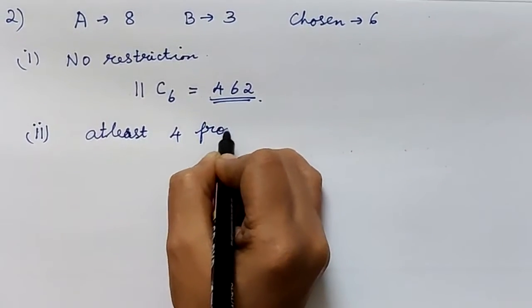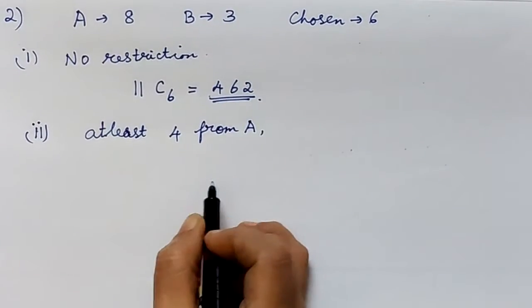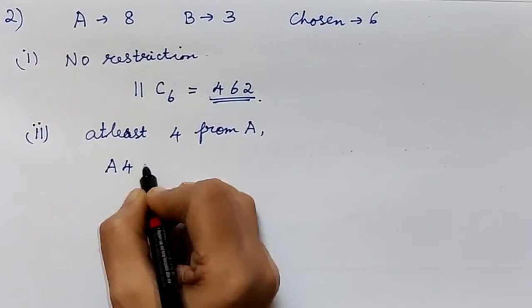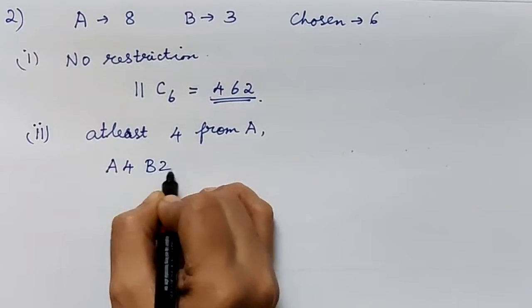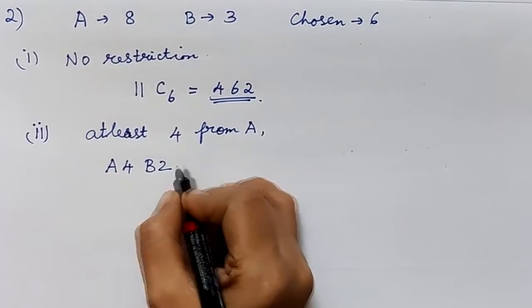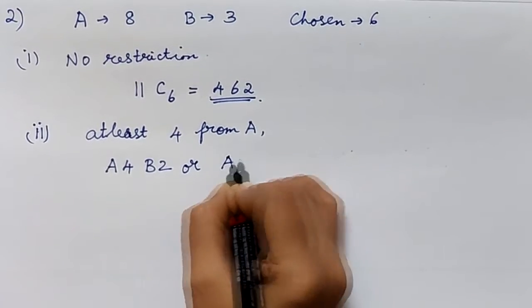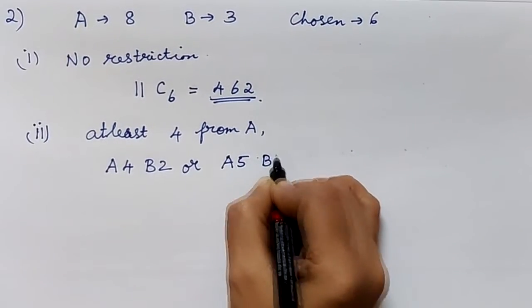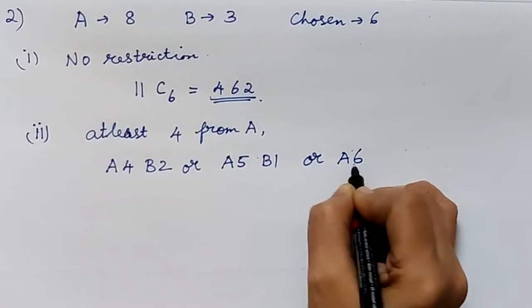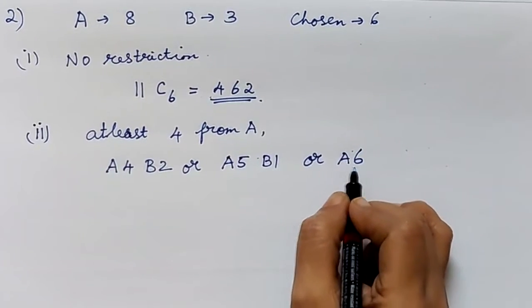4 from A. The possibilities for this will be A part 4 and the B part has to be 2 because it is 6 questions. So it will be 4 plus 2 will be 6. Or it can be 5 questions from A and B part 1 question. Or it can be all the 6 questions from the A part.